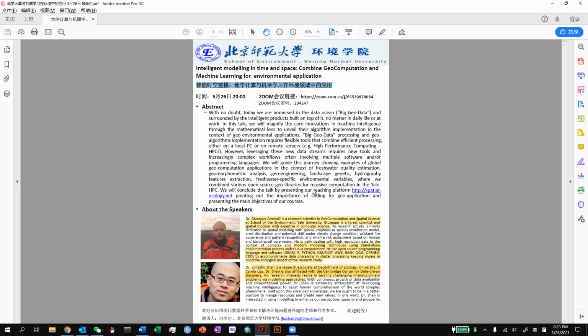Another presenter today is Longzhu. Longzhu is a research associate at Cambridge's Department of Zoology, and is also affiliated with the university's Center for Data-Driven Discovery. Longzhu's research interests reside in tackling challenging interdisciplinary problems with modeling approaches. Both of them have very rich experience in geocomputation and machine learning.